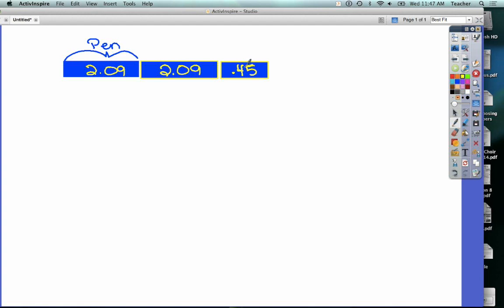So what do both of these bars equal now? What do both those bars equal? But what do they represent? What item are we talking about? The marker.